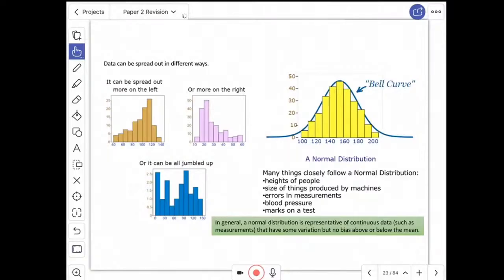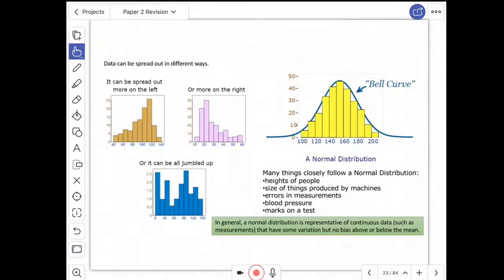So again, I'm not going to go into this in loads of detail. The basics I'm taking that you obviously have done. You might just need to refresh your memories on it. But the normal distribution is basically a way where we can represent things in real life in a lot of instances. So it says here the heights of people, the size of things produced by machines, errors in measurements, blood pressure, etc. So what we notice is that there are certain things that follow this bell curve shape, which we would say then is normally distributed.